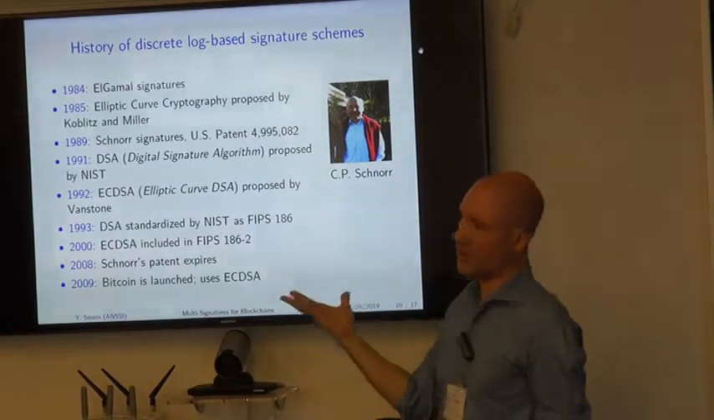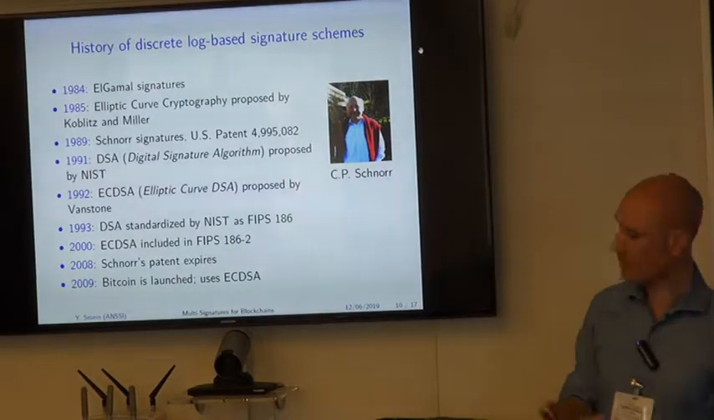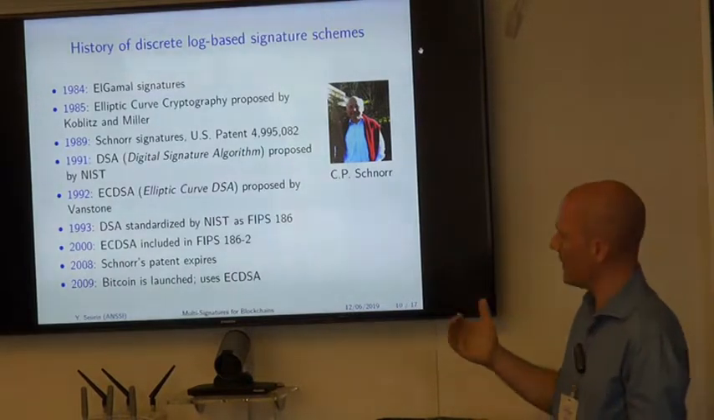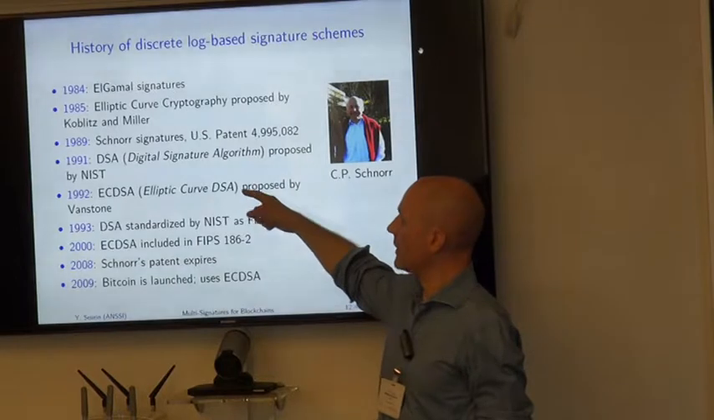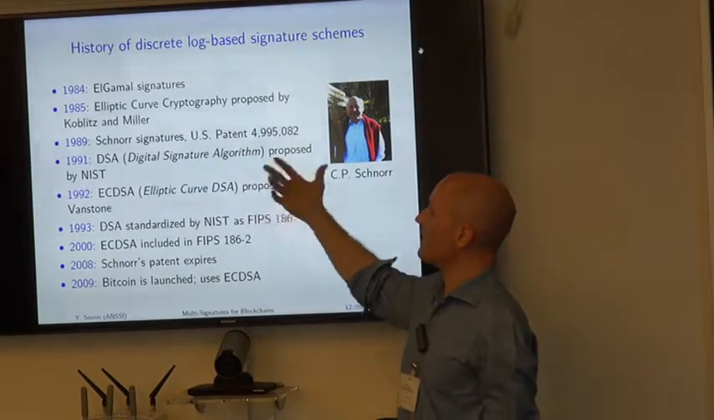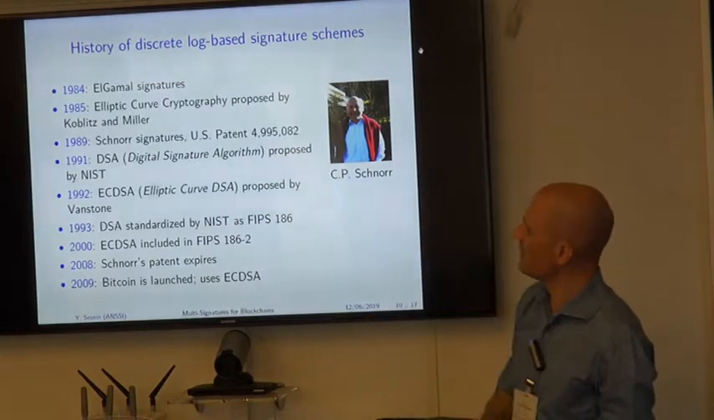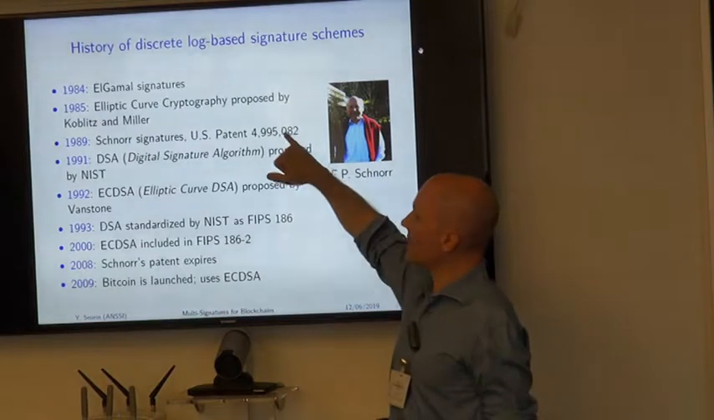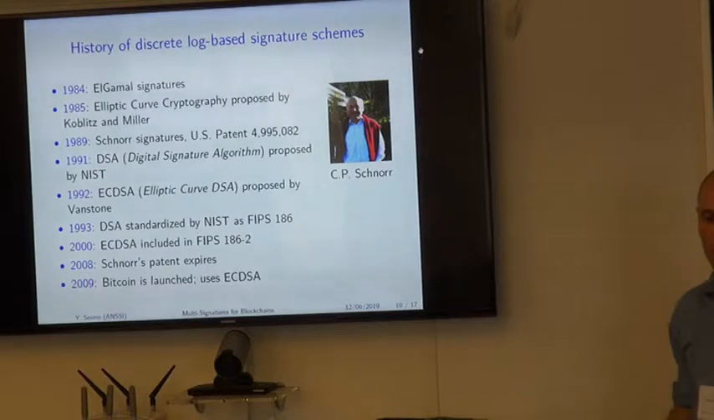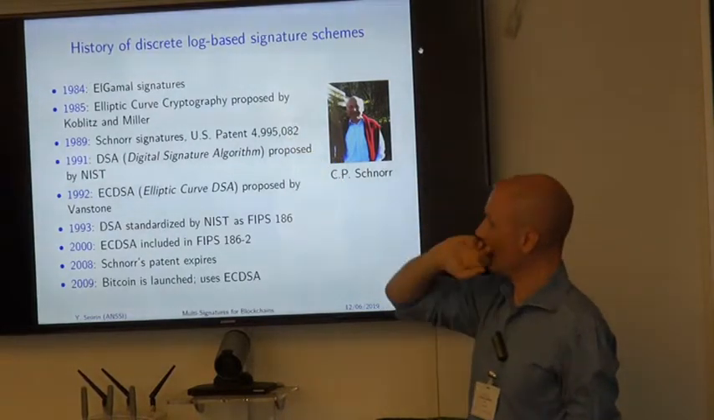Signatures based on the discrete logarithm have a long history, and the main schemes in this area are ECDSA, which is an elliptic curve variant of an algorithm called DSA, and which has been standardized by NIST. But it turns out that another scheme had been proposed in 1989 by someone called Schnorr. Unfortunately, Schnorr had patented this scheme at the time.